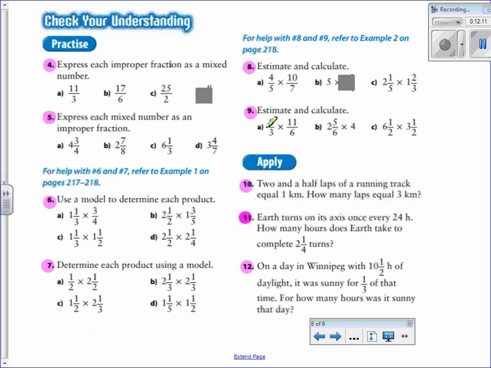So for number 6, if they don't tell you to use a model, you don't have to use a model. You can use that rule where you change it to an improper fraction. But if it does, like in number 7, I want you to use the model. You'll be evaluated on the model as well. But if it just says estimate and calculate, don't worry with the estimation part. Just do the calculation. Okay, that's all I want you to work on.